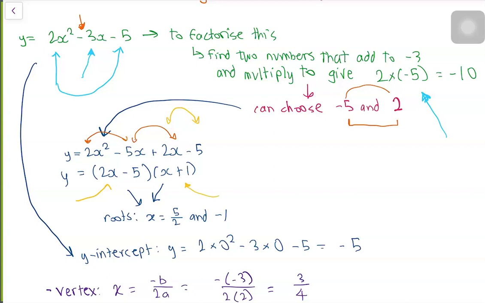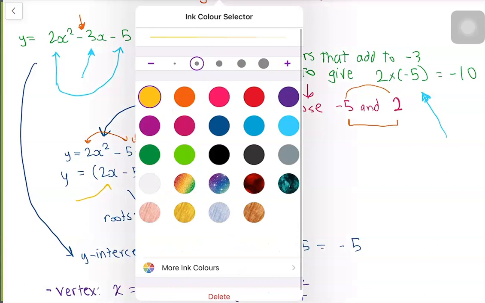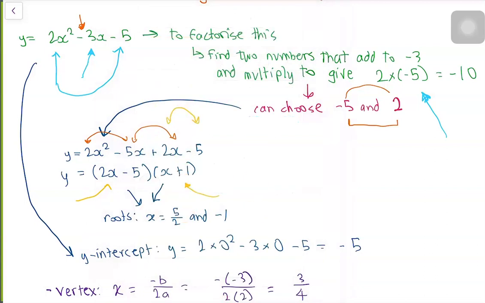After factorizing this quadratic, this immediately gives us the roots as well. So one of the linear factors is 2x minus 5, and this gives us a root of x equals 5 over 2. And the second factor is x plus 1, which gives us a root of minus 1. These are our two roots, or x-intercepts.